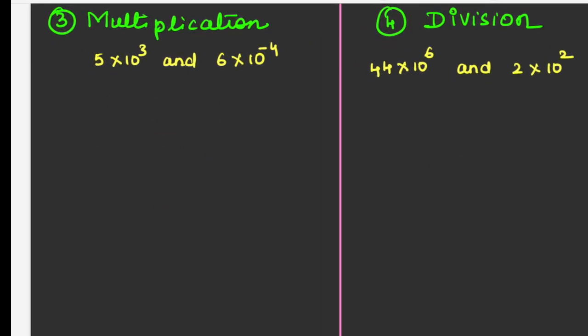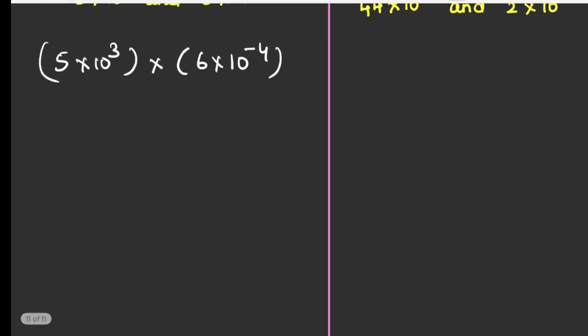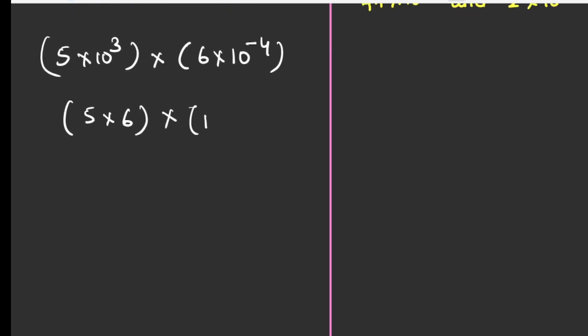Next, multiplication. So in multiplication and division, it's not required that you make the power equal. So here how to solve is 5 into 10 to the power of 3 into 6 into 10 to the power of minus 4. So now the numbers you write separately like this, 5 into 6. So 5 into 6 into 10 to the power of 3 into 10 to the power of minus 4.